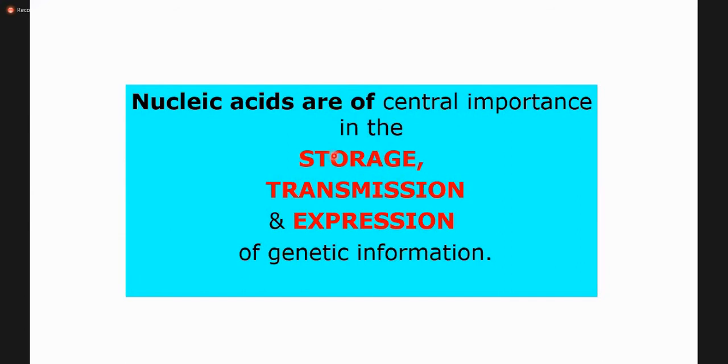Now, how are these three important functions performed? Storage: all the genetic information is actually stored in the form of DNA in a double helical structure, in which the sequence of the nucleotides is there, and it is basically the storage form of the genetic information. Then how is it transmitted? It is transmitted from one generation to another through the replication process, in which exact copies of the DNA are formed. And the third one is the expression.